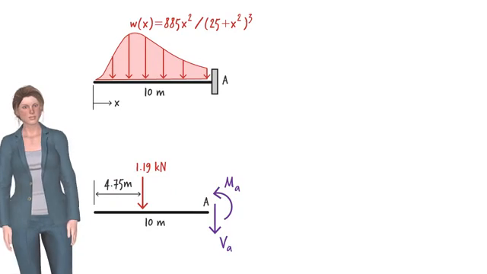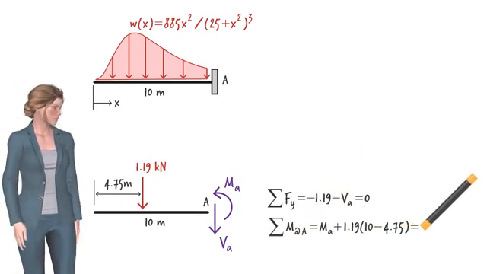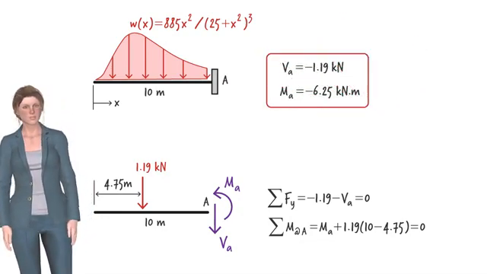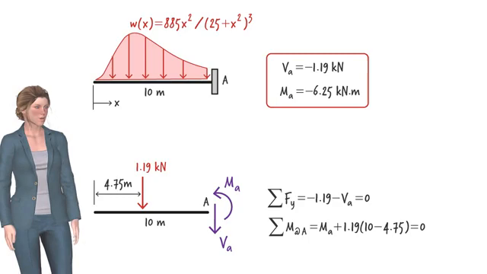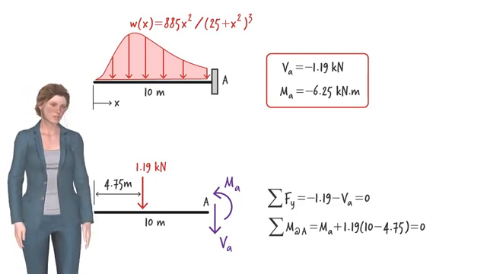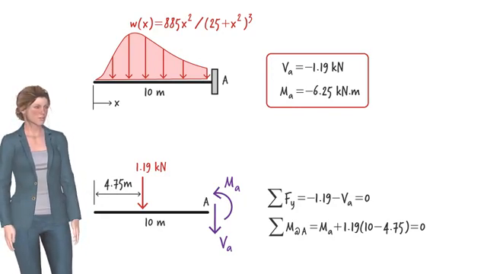Now we can write the equilibrium equations and solve them for the unknown shear and moment. They are: now that we know how to calculate shear and moment at specific points in a beam, we're ready to discuss shear and moment diagrams. We will do so starting with the next lecture.